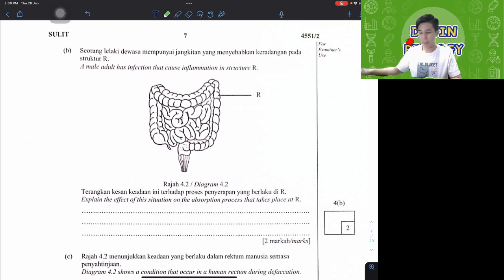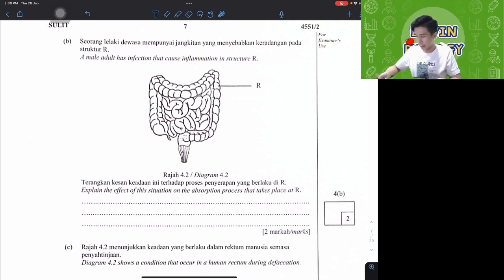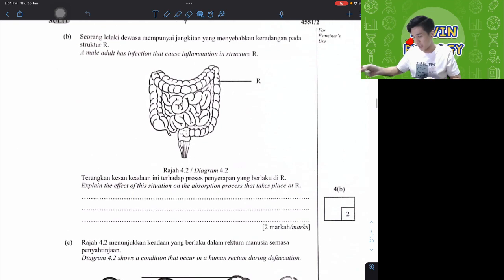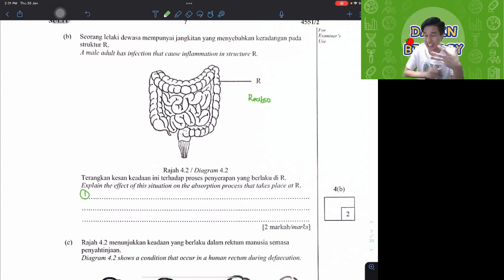next, a male adult has infection that causes inflammation in structure R, so that is your large intestine. State the effect of this situation on the absorption process that takes place at R. Right, so what will happen over here now? He has an infection, so we're going to assume that this infection is going to affect the function of the large intestine because it's on the absorption process. So yeah, because if you forget what does large intestine do, right? It carries out reabsorption. Penyerapan semula.